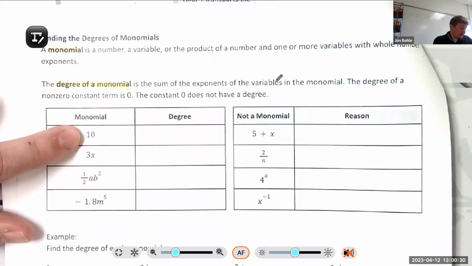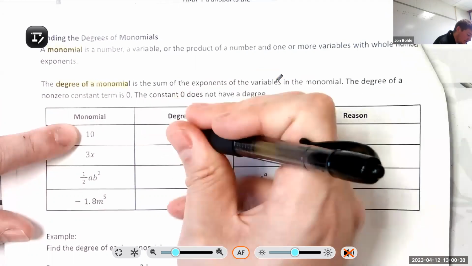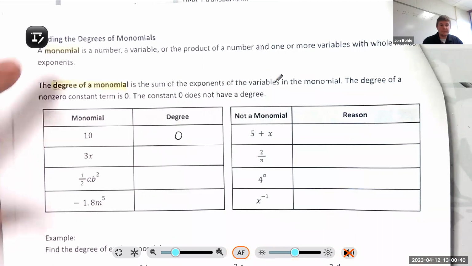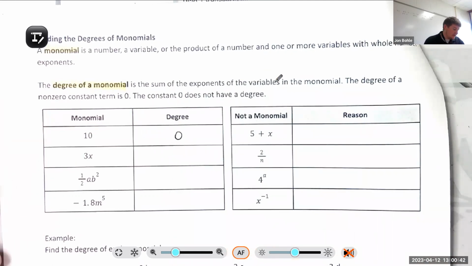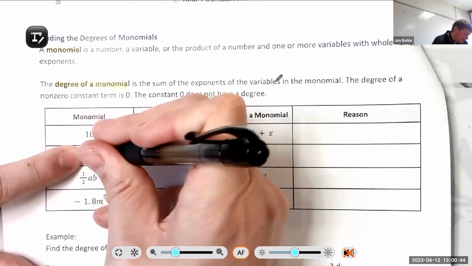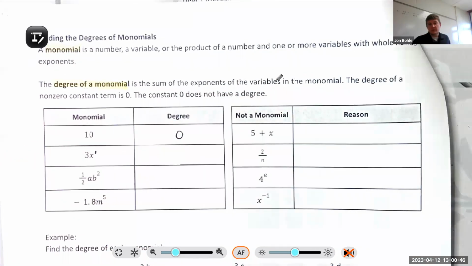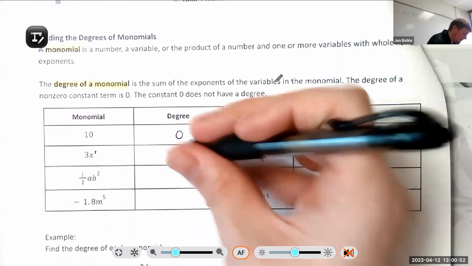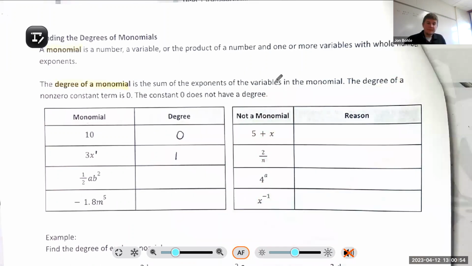Okay, so here a monomial of 10, just regular 10. It is just a constant number, no variable, means the degree is going to be 0. Okay, 3x. 3x to the first might be a better way to look at this. So when we have x, it's implied that it's x to the first. So the degree is that exponent on the variable, which is 1.